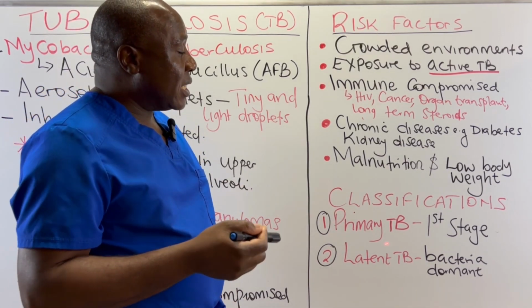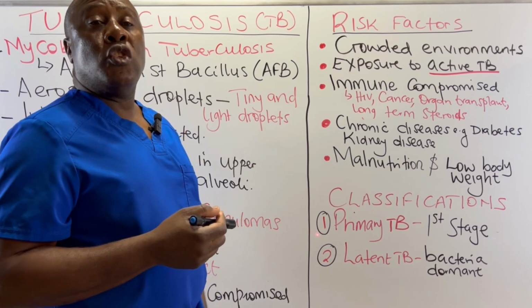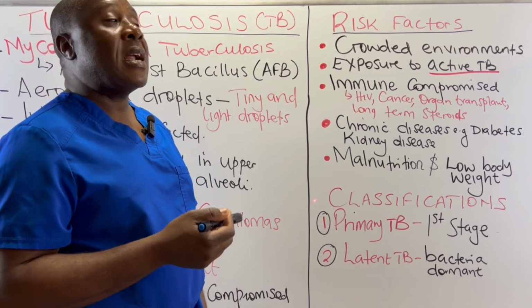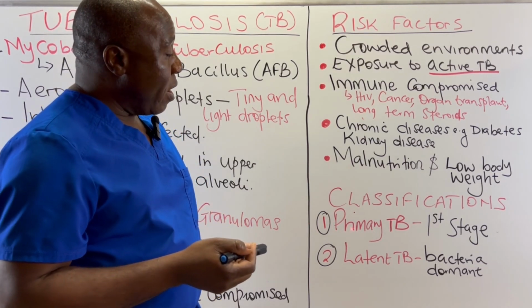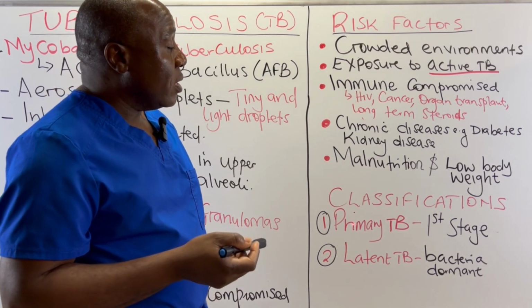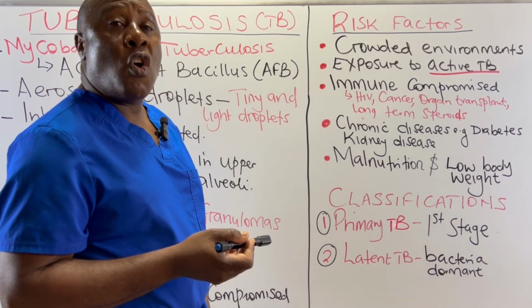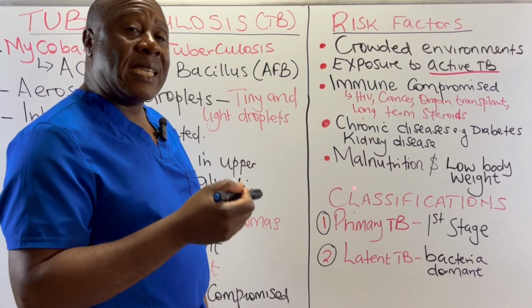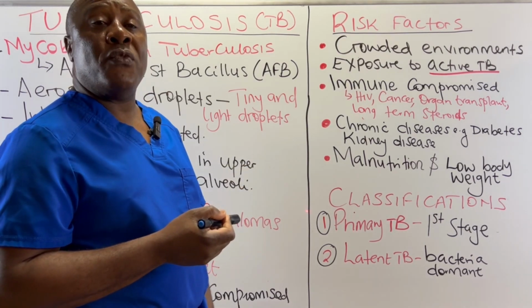Now, how do we classify tuberculosis? Tuberculosis can be classified in a number of ways. One, we have primary TB. This is the first stage of infection when the bacteria enters the body of that patient.